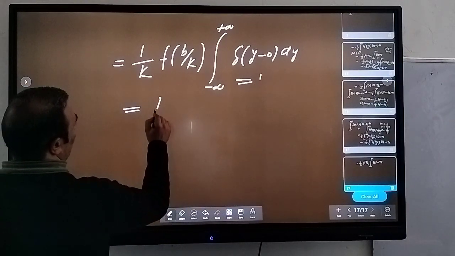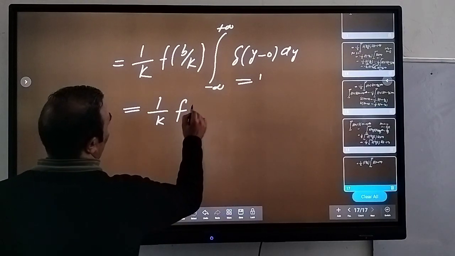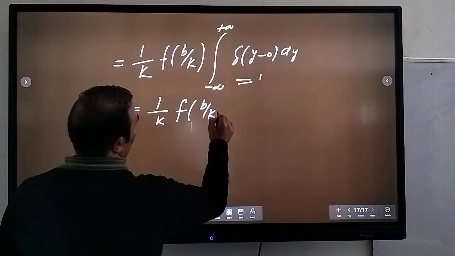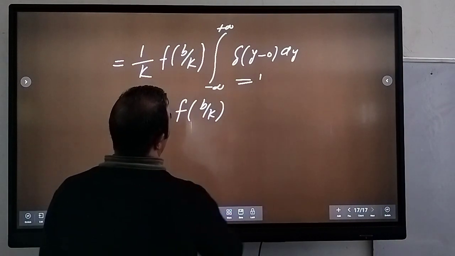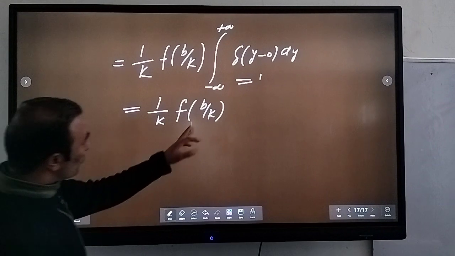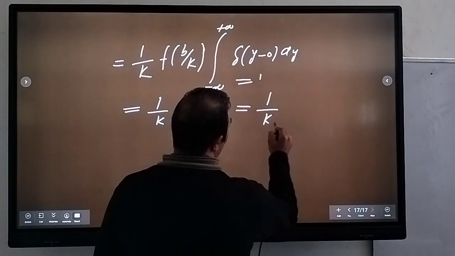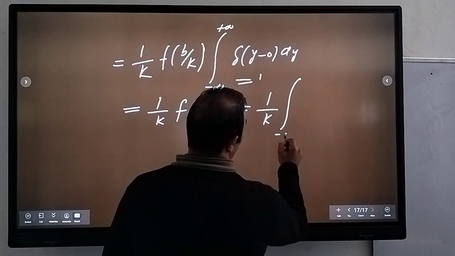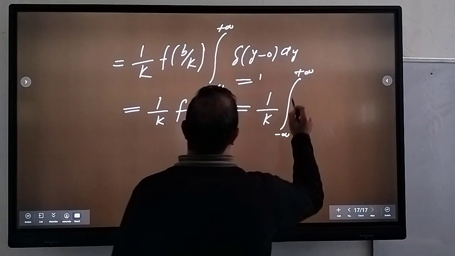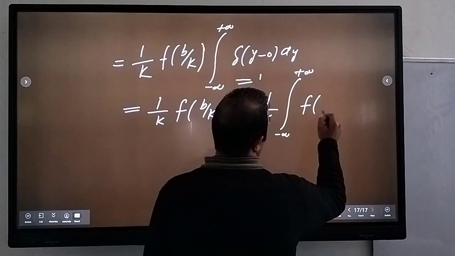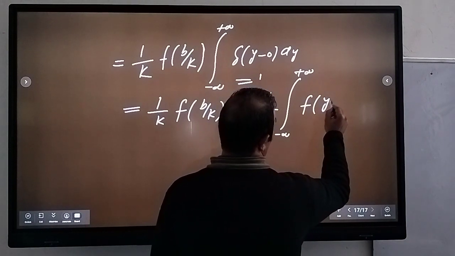So I can write this as 1 by k f of x into 1. Let us write this in terms of that delta function. I can write this as 1 by k, the limit from minus infinity to plus infinity, f of y.